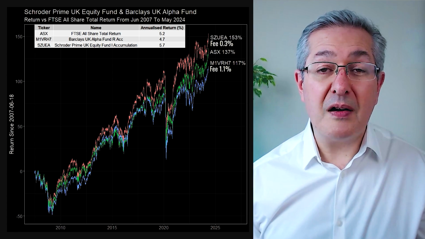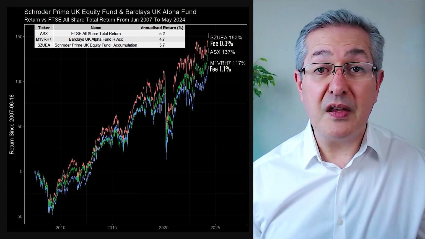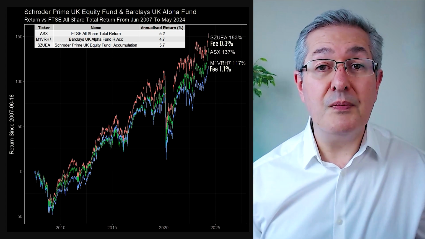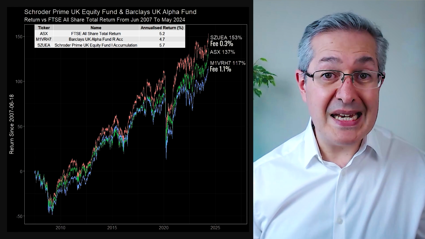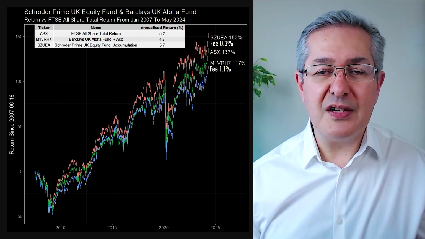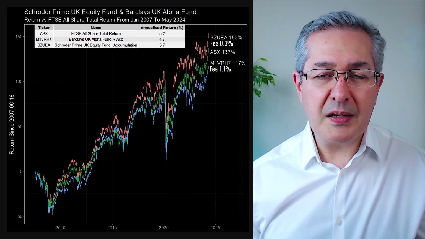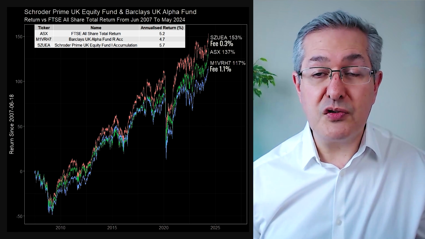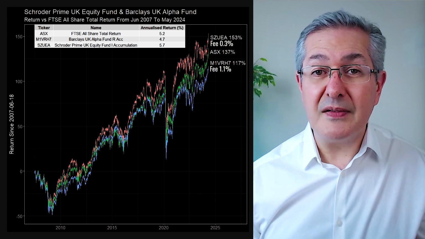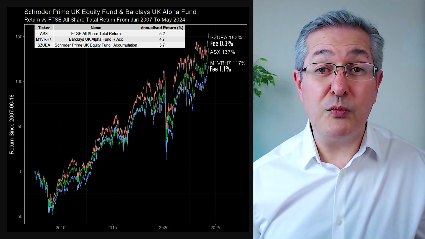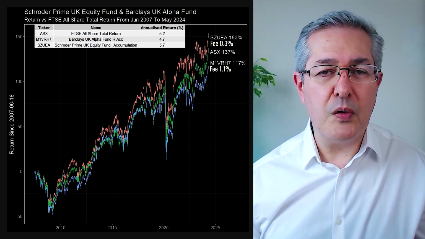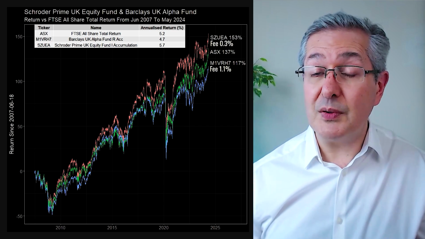So to take some examples in the UK market, here I've got two active funds in the UK. One is the Barclays UK Alpha Fund. The other one's the Schroders Prime UK Equity Fund. And I've compared both of them with the FTSE All-Share Index, the total return version of that index. Notice how closely they track that over time. The Barclays Fund has underperformed, the Schroders Fund has outperformed slightly, but the fees on these funds are quite high. For example, the Barclays Fund has a fee of 1.1%. Now for that kind of fee, I'd expect exceptional performance. And yet that's not what we've had with this fund.